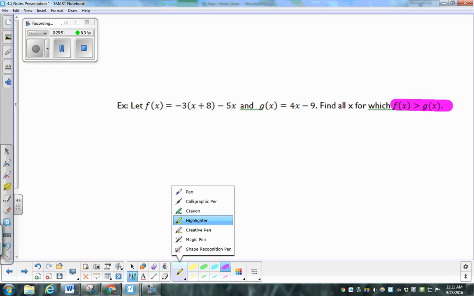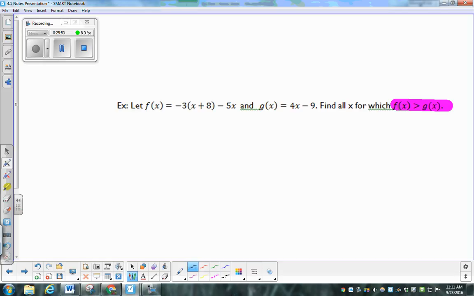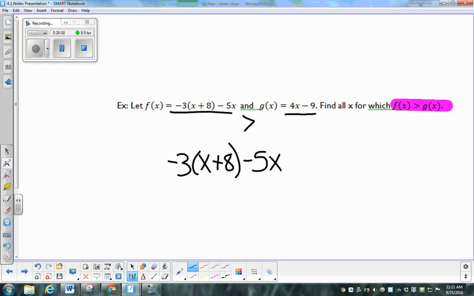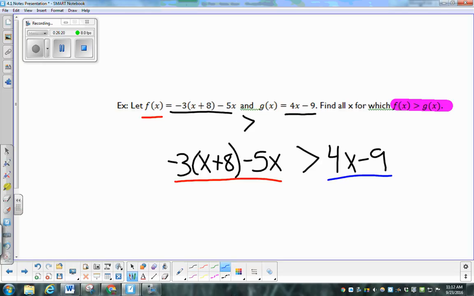So what this is saying is that we want to find when this equation is greater than this g of x equation right here. So let's just write that out. Negative 3 times x plus 8, all of that minus 5x. That's f of x right there. So this is f of x. I want to know when is that greater than g of x, which is 4x minus 9. So this is g of x right here. All I did was basically plug my two equations in right there and right there. Now we just solve it.